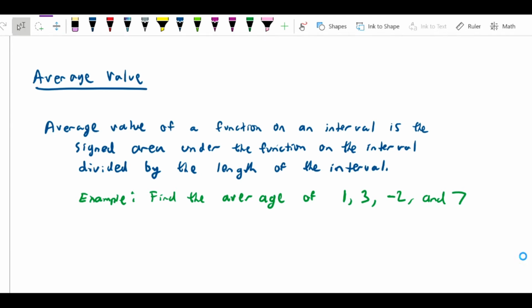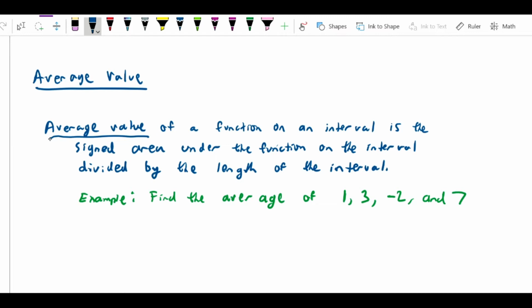So another concept that we can address using the notion of the area under a function is average value. Many of you, of course, all of you know what an average is, but I want to give you a different view of average that allows us to extend the concept from a set of numbers to a function. First of all, let's define the average value of a function on an interval as the signed area of the function on the interval divided by the length of the interval. So this is actually what the average value of a function is.